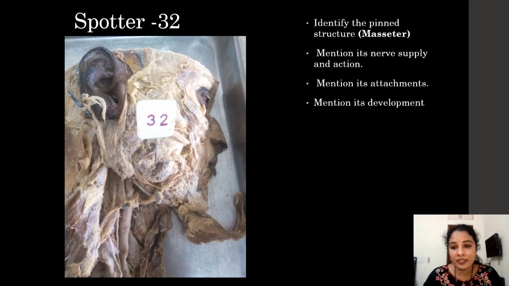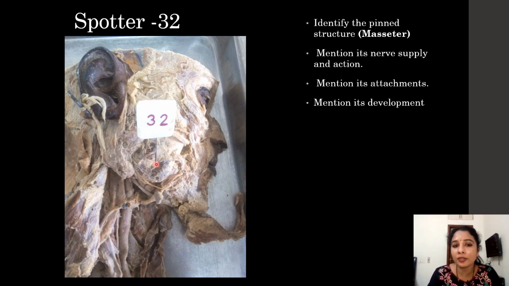Next, about the masseter. Masseter is a large quadrilateral muscle which is present on the lateral surface of the ramus of the mandible. So you can see the masseter here. Masseter gets origin from the zygomatic arch above. It has superficial, middle and deeper parts, and all parts get inserted into the ramus of the mandible, the lateral surface of the ramus of the mandible.